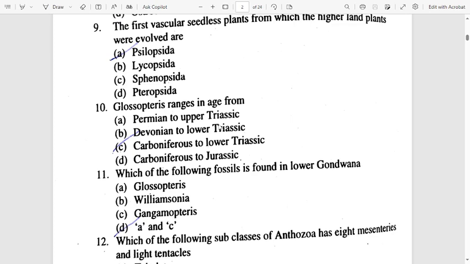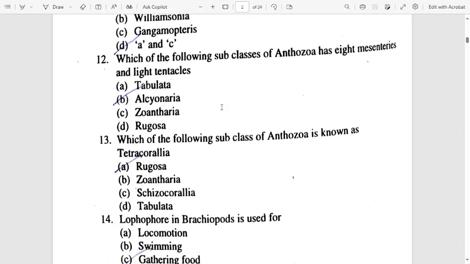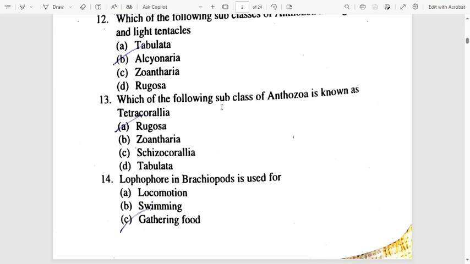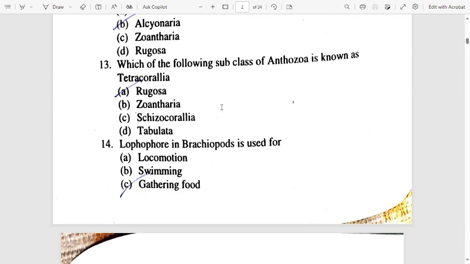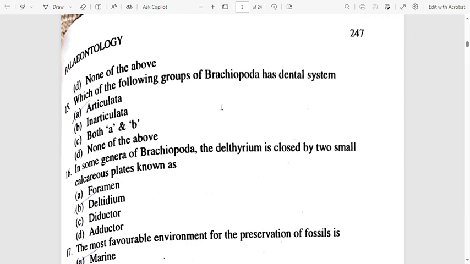Which of the following subclasses of Anthozoa has 8 mesenteries and eight tentacles? Alcyonaria. Which of the following subclasses of Anthozoa is known as Tetracoralla, Rugosa? Lophophore in brachiopods is used for gathering food. Which of the following groups of brachiopoda has a dental system, articulata?